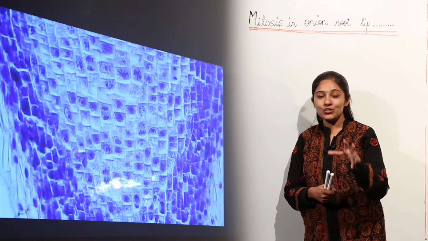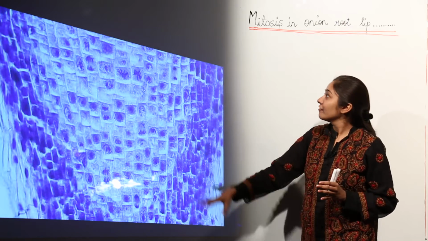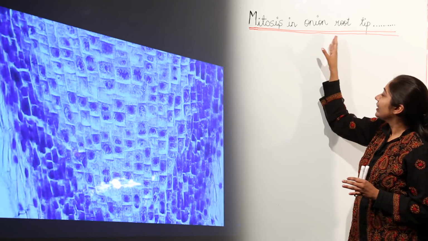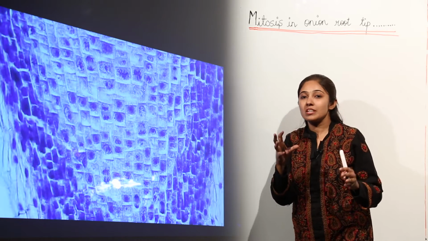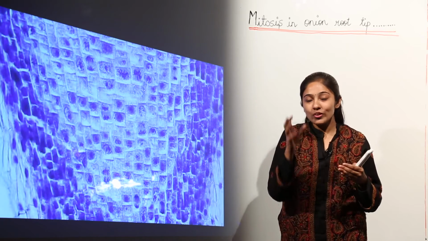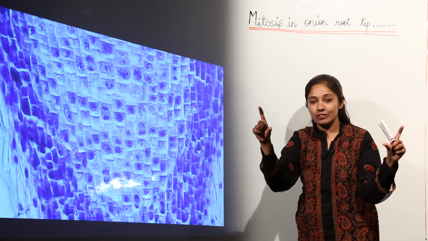To give an edge to your knowledge and to give some practical experience, we're going to discuss mitosis in onion root tip. Why do we take onion root tip? Because the cells in onion root tip are actively dividing. So you can get to see all the phases of mitosis in a single slide from your lab.